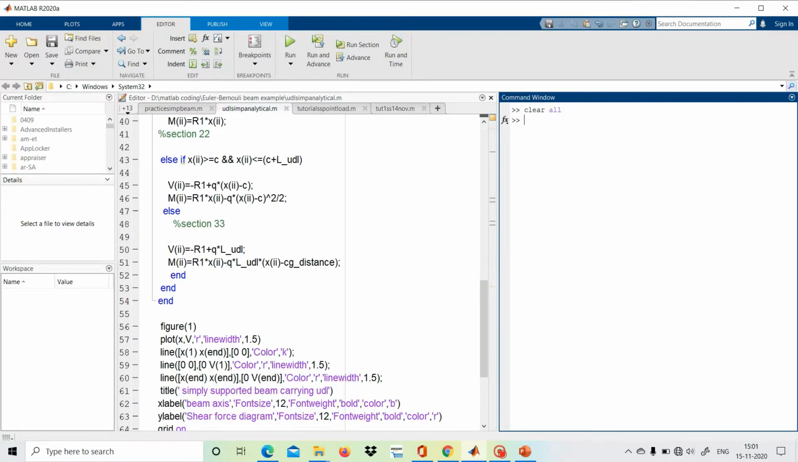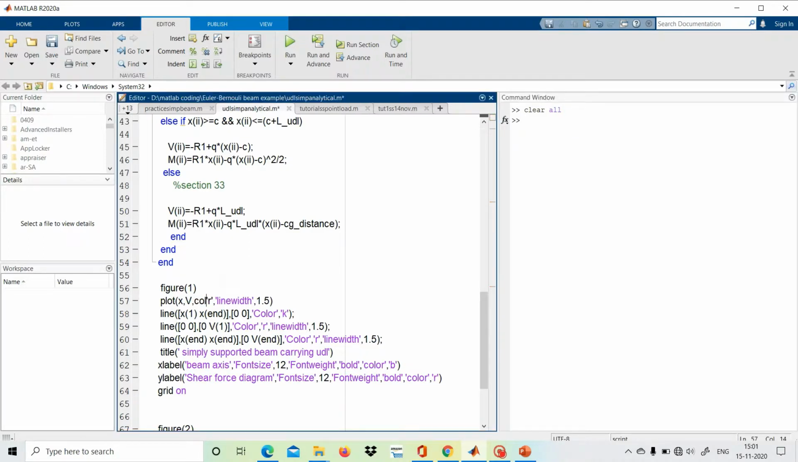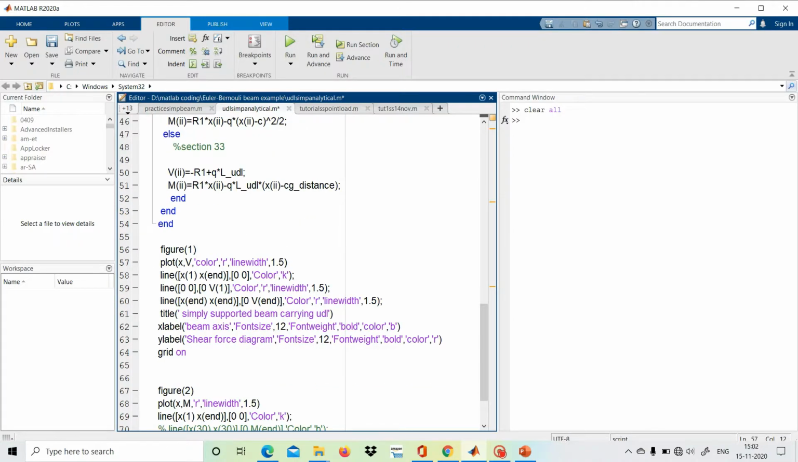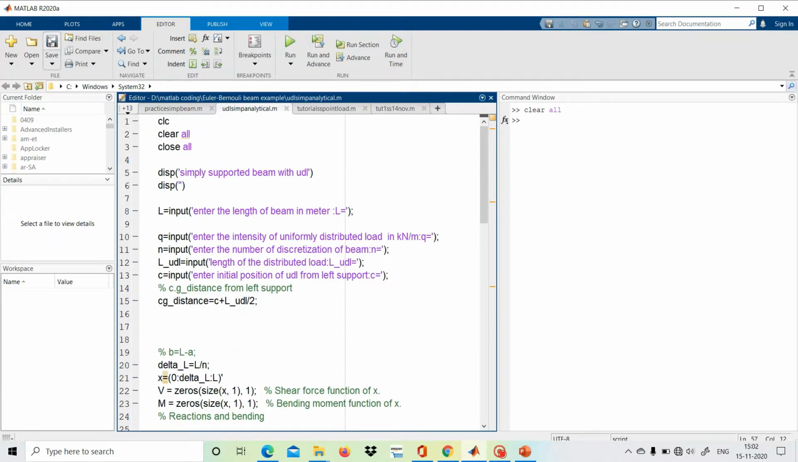And then we give the end to it, and after that we write the command plot x comma v, meaning the coordinate on the x-axis and the shear force on the y-axis, and with the color we have just written what color we require and so on. Okay, so let's see. Run the program.